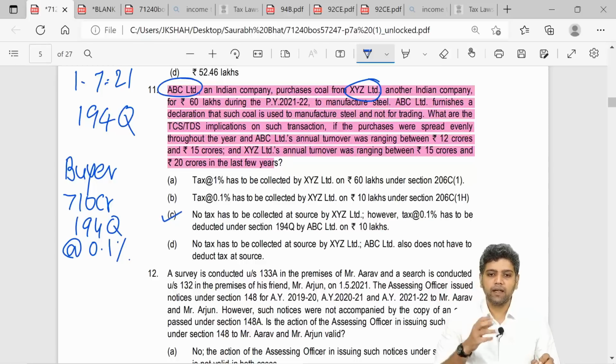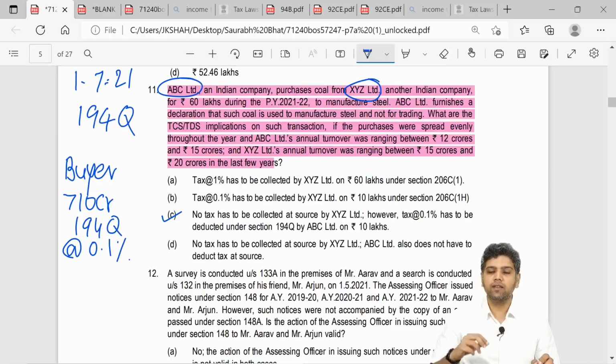See, once the buyer has to deduct TDS, then you need not look at TCS implications at all. In this question, suppose they would have told us that ABC Limited, the buyer, his turnover was not exceeding 10 crores in the preceding year.